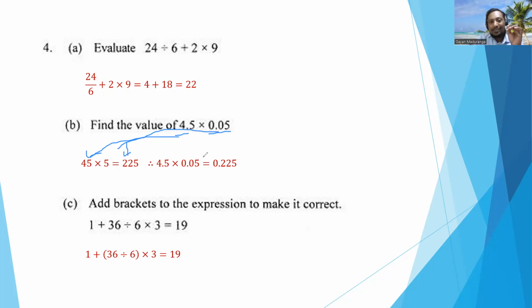Now how many decimal places should we separate? Here you have 1, here you have 2. So altogether you have to separate 3 decimal places in this 225. That means the decimal point jumps 3 steps backward. You will get 0.225.